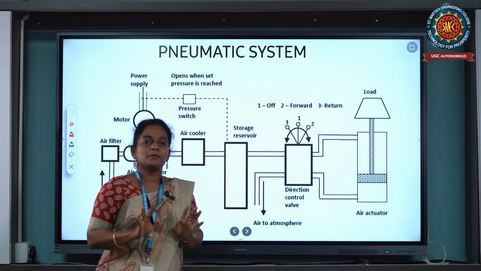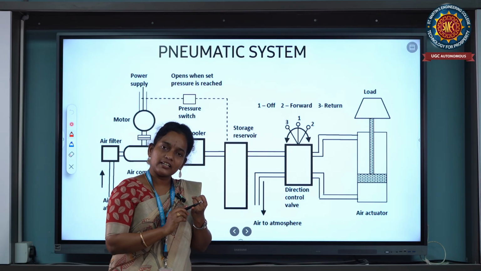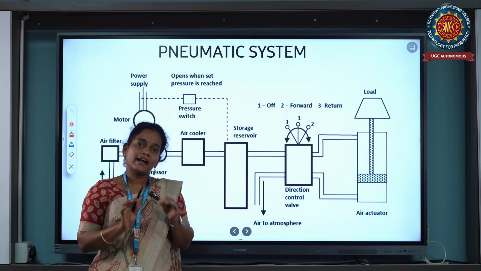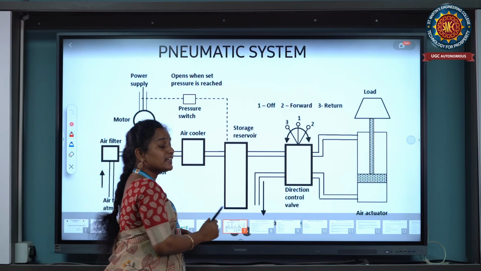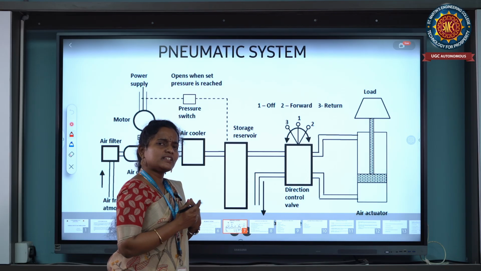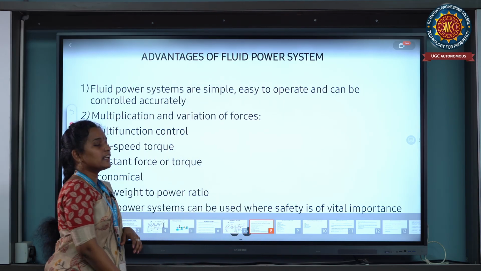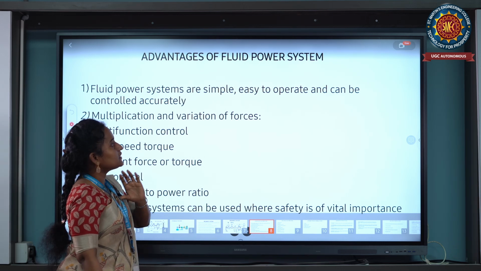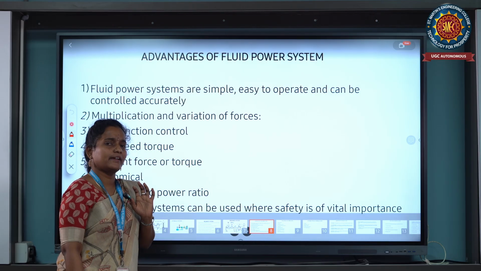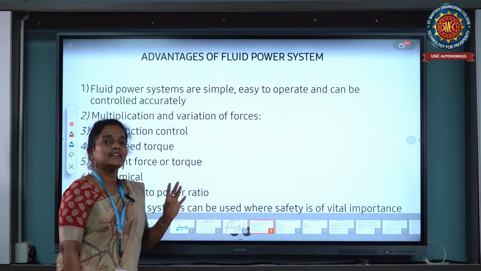So both are the same, but there are only two differences. One is the working fluid and the second one is the type of actuator. Now I will explain the next topic: why we have to use these types of systems, that is, the advantages. Here are the advantages of fluid systems. Generally, fluid power systems are simple and easy to operate. There is no litigation, there is no hotness, so it is easily operated.